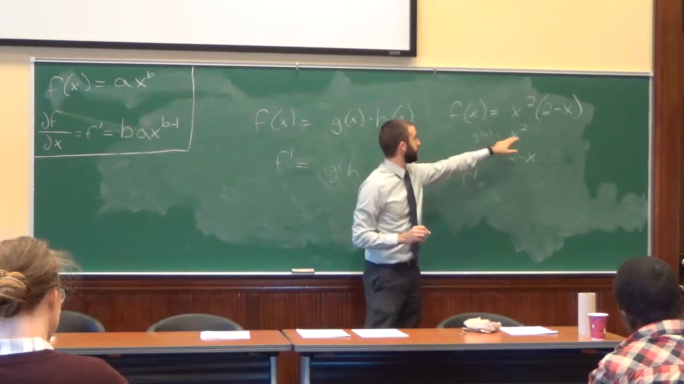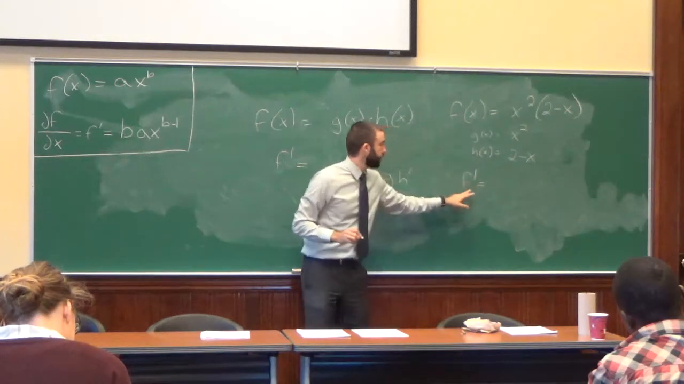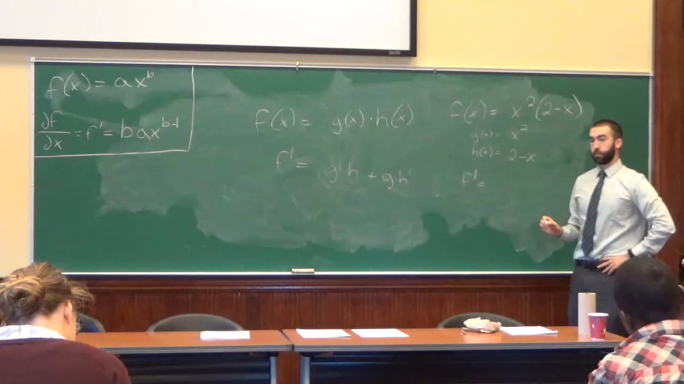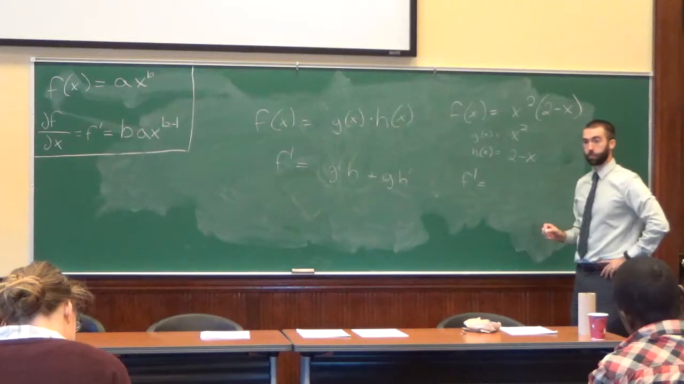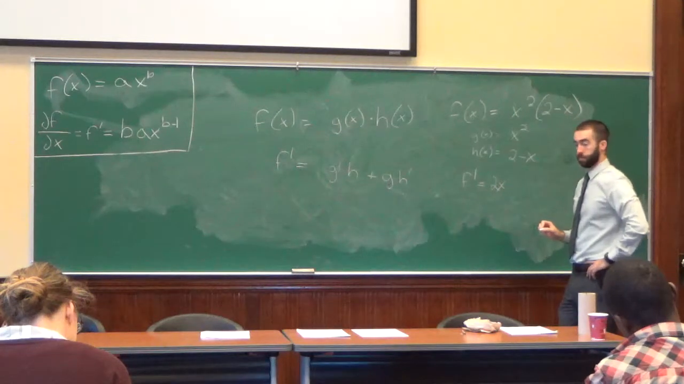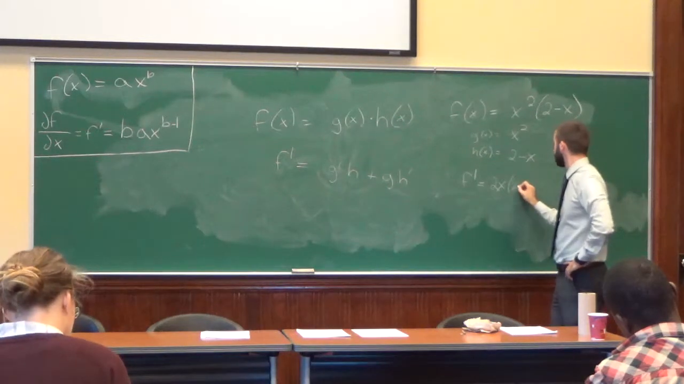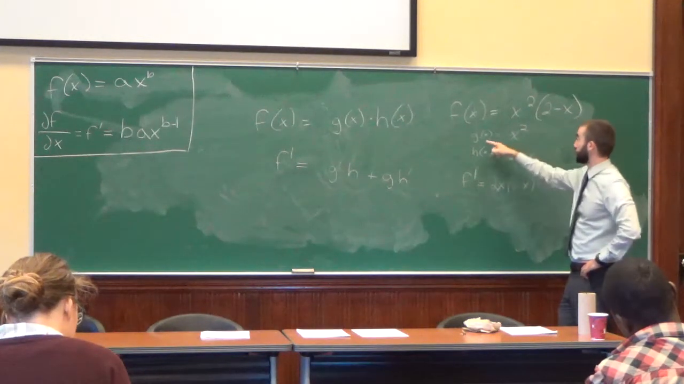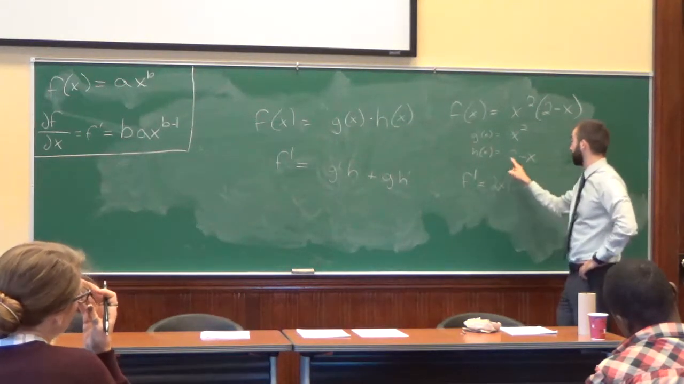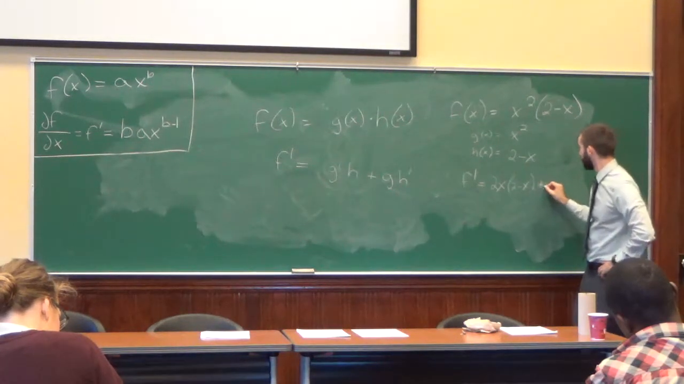Now, Catherine, what's the derivative? If g of x is x squared and h of x is 2 minus x, what is the derivative? It's the derivative of g, that's 2x, times h. H is 2 minus x, so 2 minus x. Excellent. Plus.